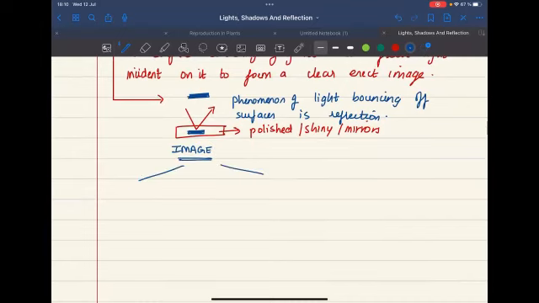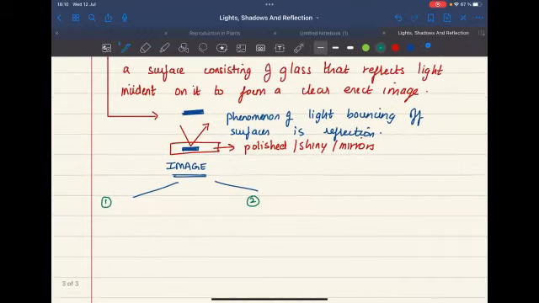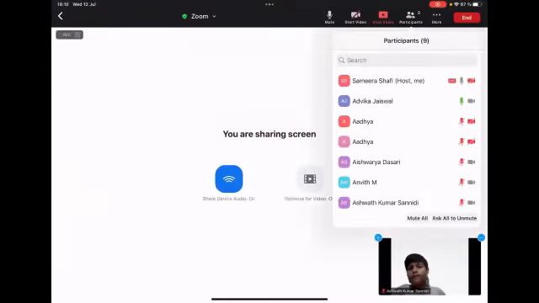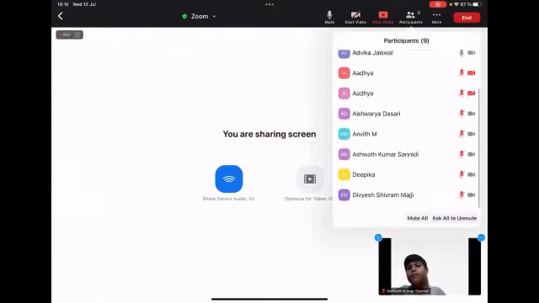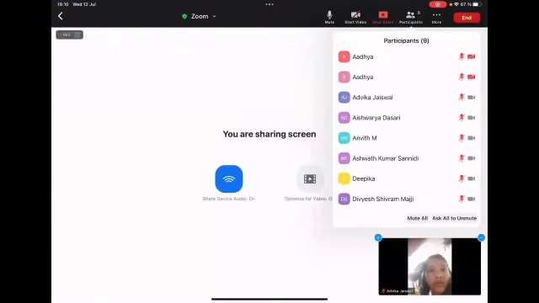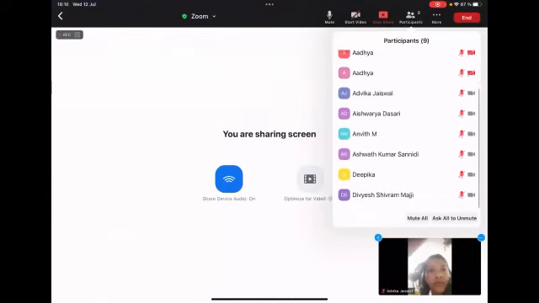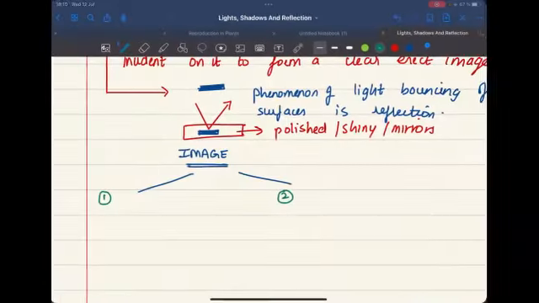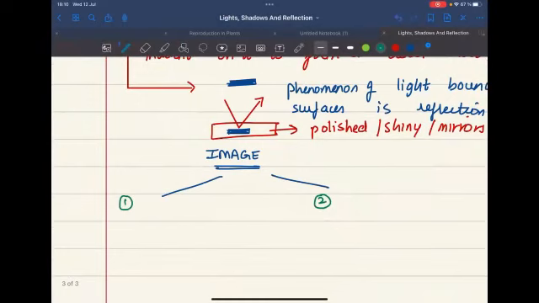What are the two types of images? Anybody, any idea? Is it reflection or refraction? I'm asking you, what are the two types of images? Anybody who knows can raise your hand.